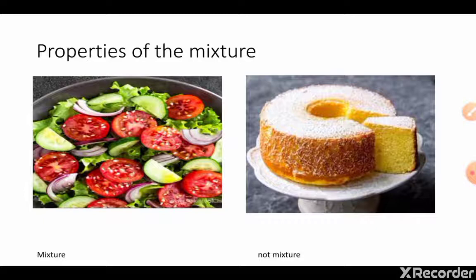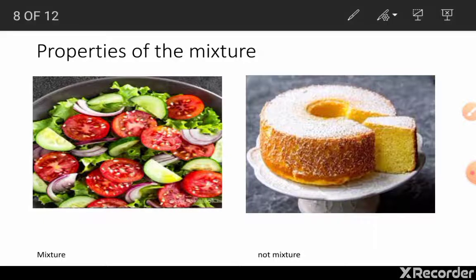Now we will talk about the properties of the mixture. To talk about the properties of the mixture, we have to revise or remember together the physical change and the chemical change from primary 4. Can you remember it? The physical change doesn't produce a new substance, but the chemical change produces a new substance. Can you remember this?